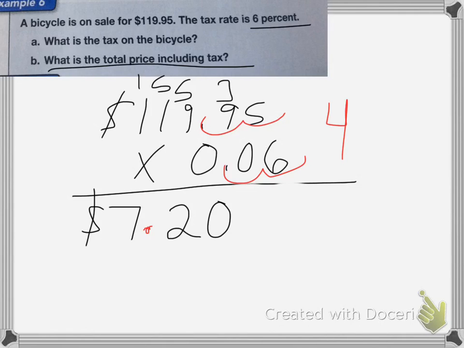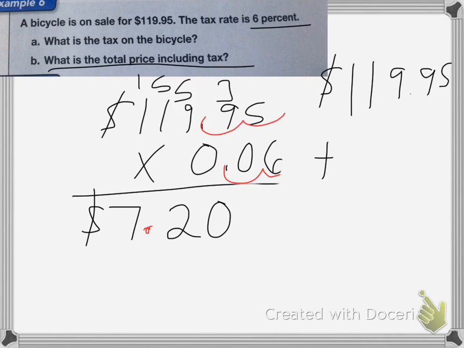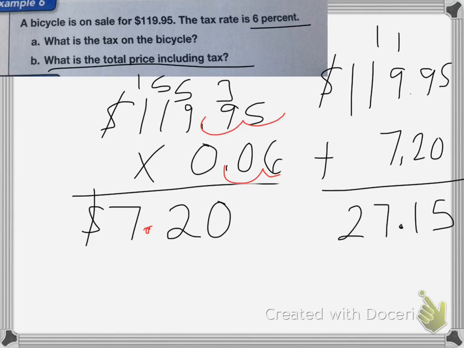So I'm going to take that $119.95 and add the $7.20 to it. So 5, 9 plus 2 is 11, carry the 1, decimal comes straight down. 9 plus 8 is 17, carry the 1, 2, 1. So the total price of that bike is $127.15. Okay, and that's it for this lesson.